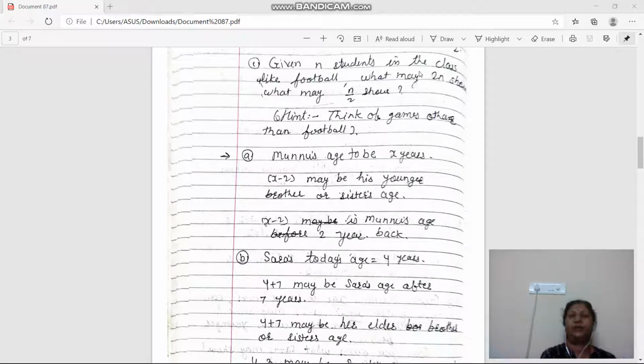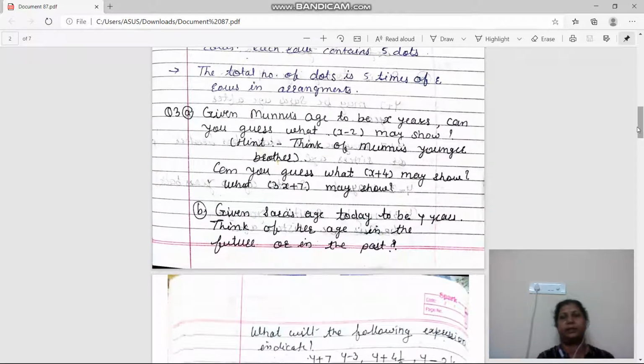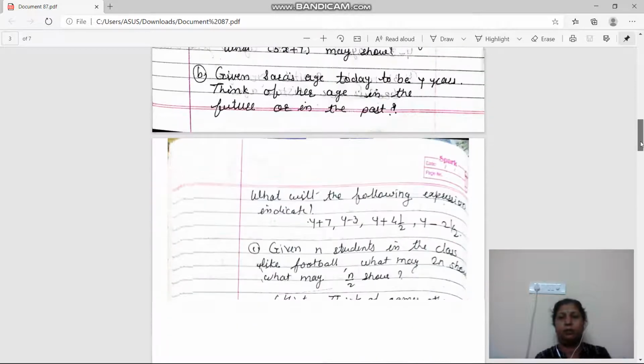We are now on exercise 11.4. I have just read it, but once again I will read the question part, question 3's part A, so that we can understand it clearly. See here, given Munnu's age to be x years, can you guess what x minus 2 may show? Hint is given here. Think about Munnu's younger brother, or we can say sister also. Why should it be brother? It depends upon you. There are two options.